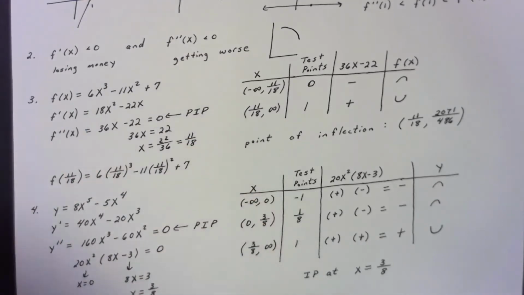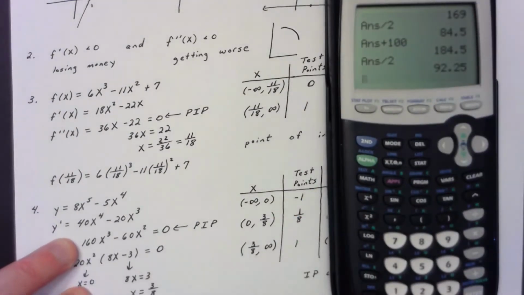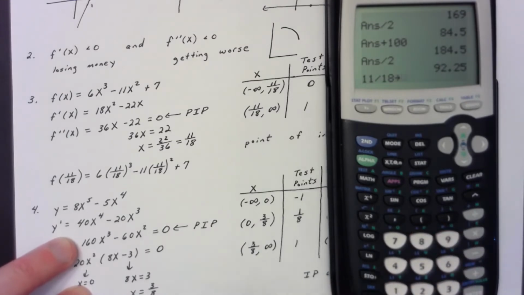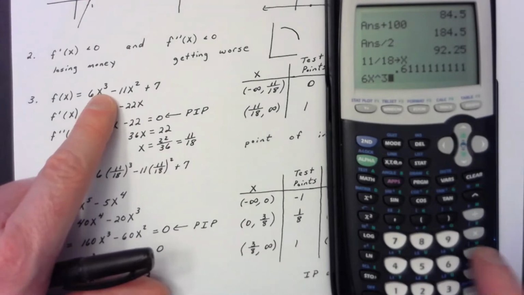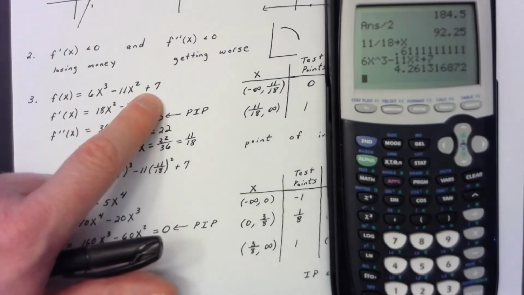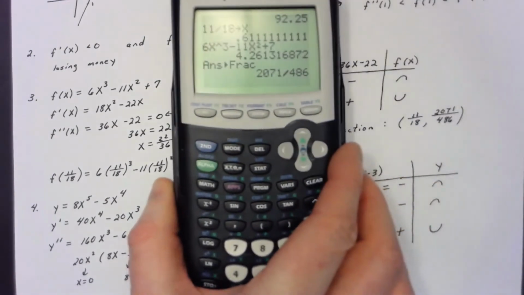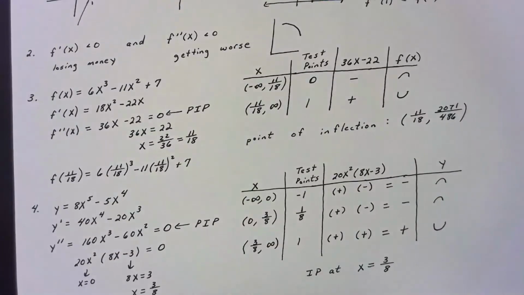into your function. When I did that, I just went into my calculator and stored 11 over 18 in for x. And then I typed in my function, 6x raised to the third minus 11x squared plus 7. And then you'll see, yeah, I get that. Math enter. They wanted an exact fractional value, so 2071 over 486 there. Pretty nice problem.